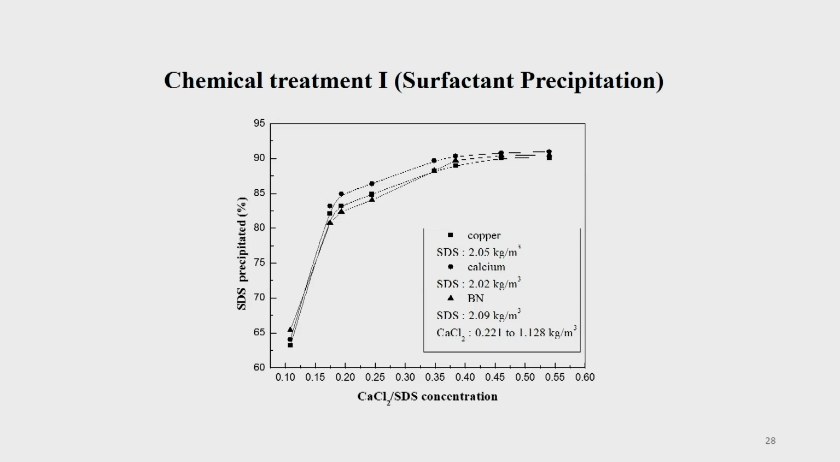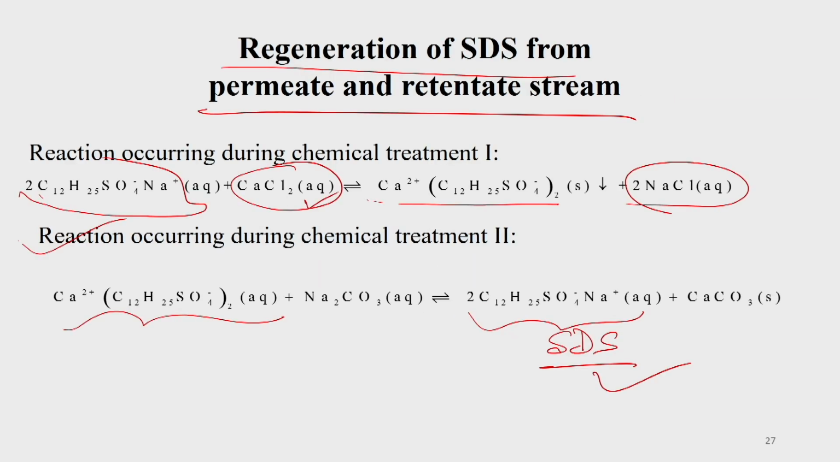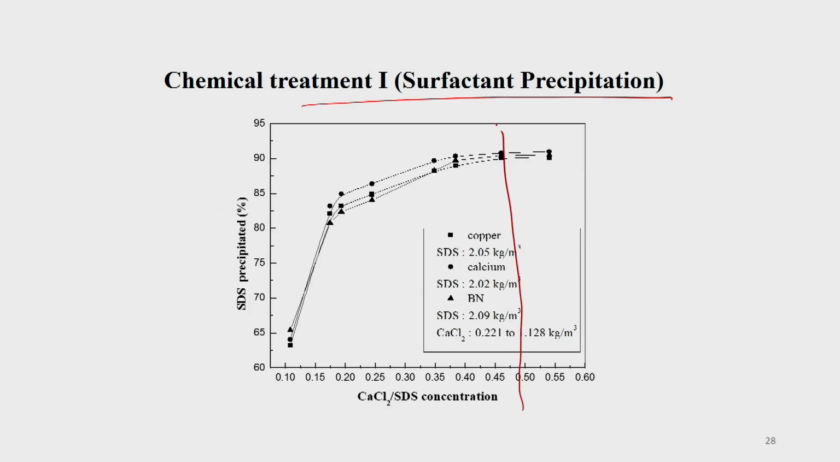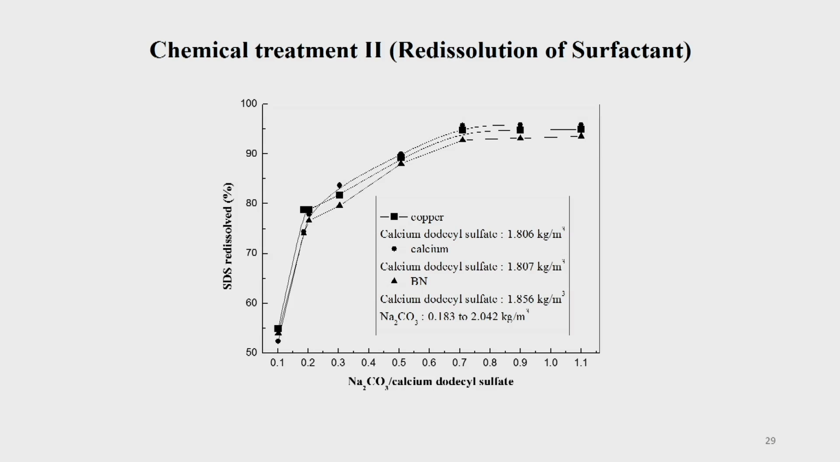Now, this is the schematic presentation of chemical treatment 1, the surfactant precipitation. The equation indicates that 2 moles of surfactant react with 1 mole of calcium chloride. So, here you see that whenever we have almost 0.5 as the ratio between calcium chloride and SDS, it gives more than 90% SDS precipitation. This is as per the equation, or the stoichiometric ratio. It is also observed here in the presence of different metal ions, and also beta naphthol, these organic pollutants, because when the organic pollutants are there, they will utilize some of these surfactants in the form of globules.